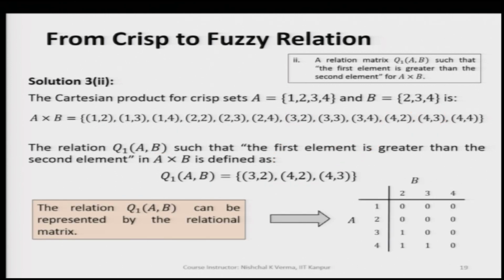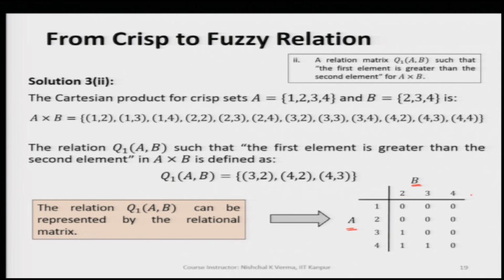Now, let us form a matrix here. So, relation sets can also be represented by the relational matrix. So, if we have A like this and B like this, like we have rows and columns, and based on that the relation we can write in the form of a matrix. So, we see Q1 A comma B has 3 2, 4 2, 4 3. So, we write 1 2 3 4 as a column and then 2 3 in the row.